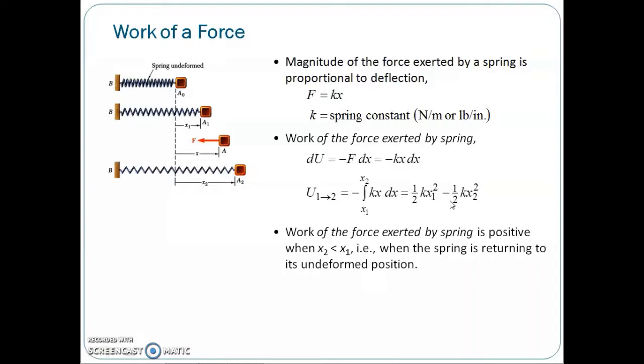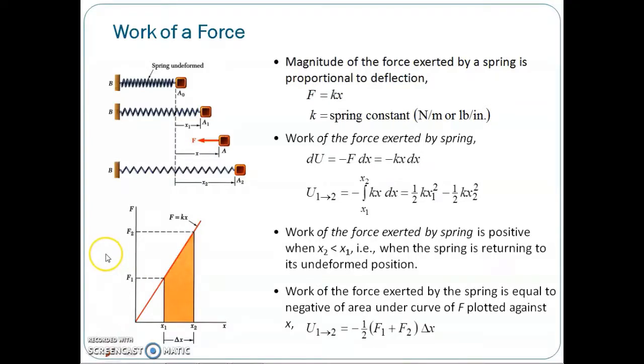So in the case of the compressed spring returning to its original undeformed position, we will have our final x2 position larger than our x1 position. Then substitute back into that equation, U1-2 equals 1/2 k x2 squared minus 1/2 k x1 squared. Then we will have a positive work in this case.